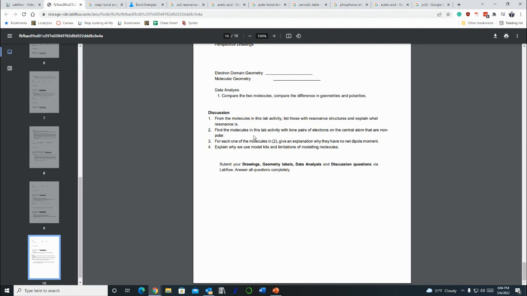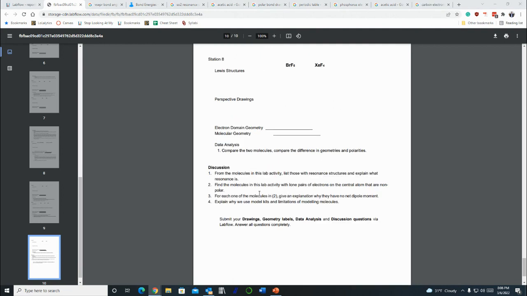2, find the molecules that have a lone pair of electrons on the central atom, but is overall nonpolar. I'll give you a hint. There's only one, and it's going to be something that has a geometry that's very even. So look for that. There is one, I promise. 3, for each of the molecules in 2, which is referring to this question right here, so the one you just answered, talk about why it doesn't have a net dipole.